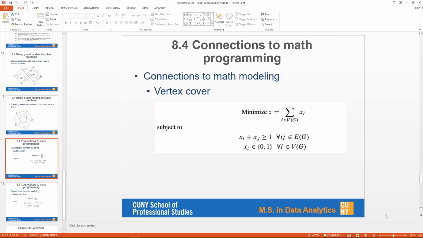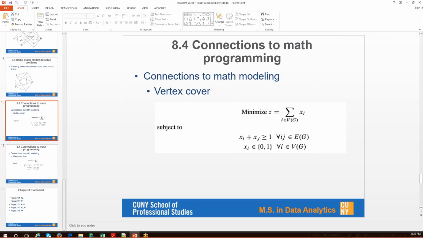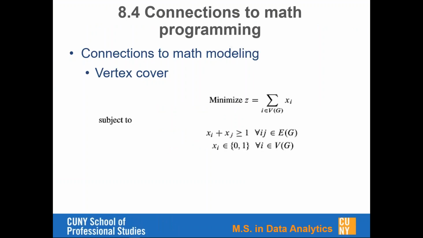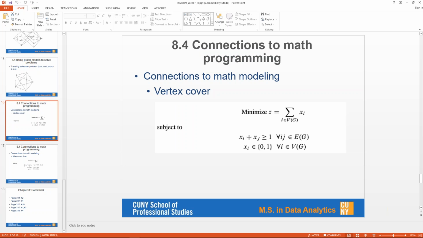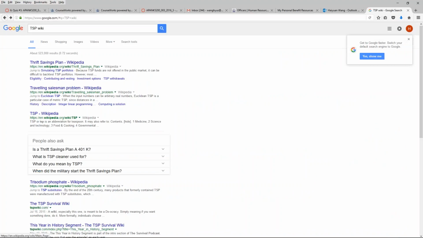And then we have two more formulations to go through. One of them happens to be called the vertex cover. We say that each of the edge, let's go to the wiki as well, and look at the vertex cover problem.